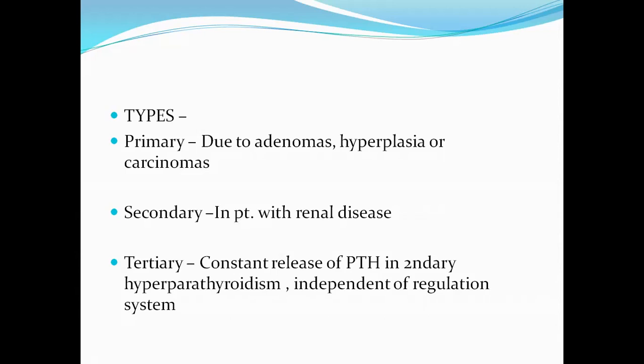Secondary hyperparathyroidism normally occurs in patients that suffer with renal disease. Poor kidney function leads to a mineral disequilibrium that causes the gland to hypertrophy in order to synthesize and release more parathormone. Tertiary hyperparathyroidism develops when the hyperplastic gland of secondary hyperparathyroidism constantly releases parathormone independent of the regulation system.